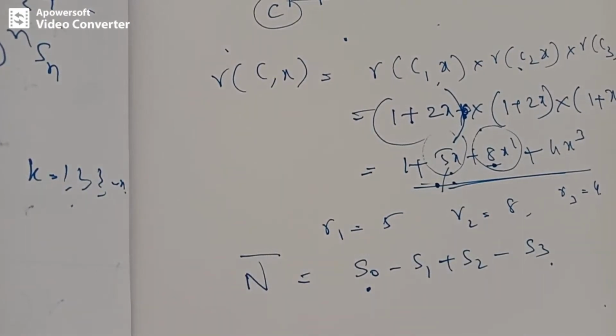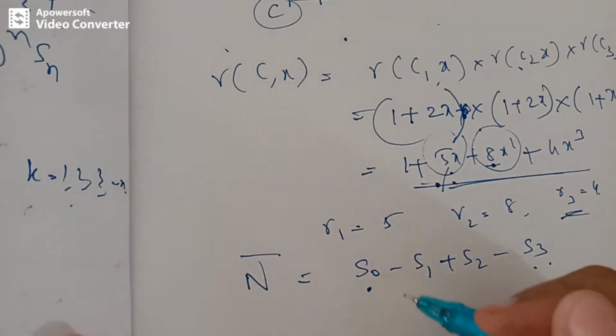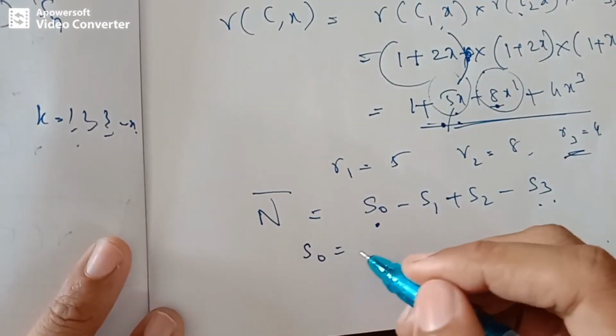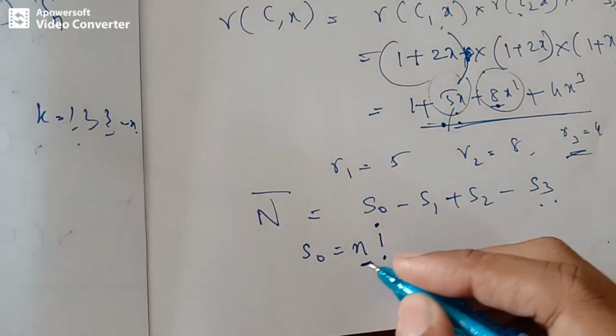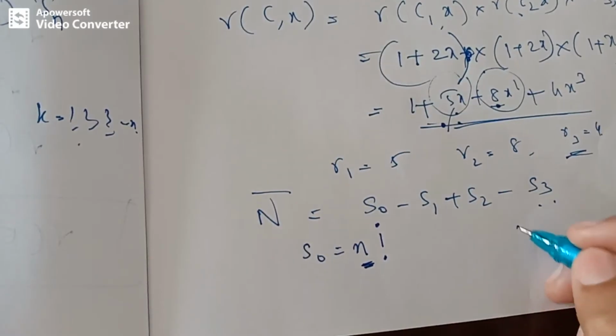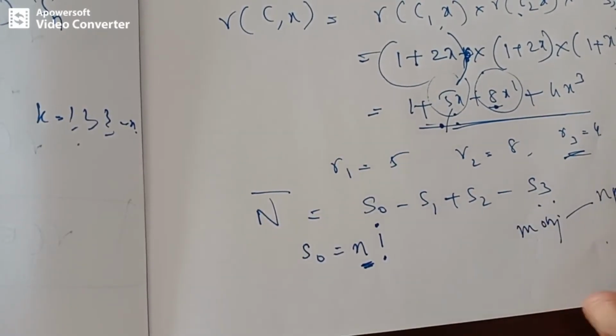So we get S0 minus S1 plus S2 minus S3. We have to calculate up till this R3 value. That's why I have written just till S3. So we know how to calculate. S0 is given by n factorial. But what does n represent? In how many ways m objects can be placed in n places.